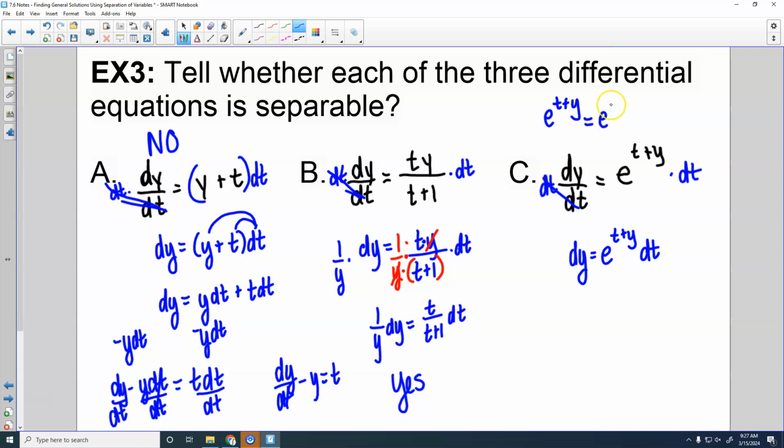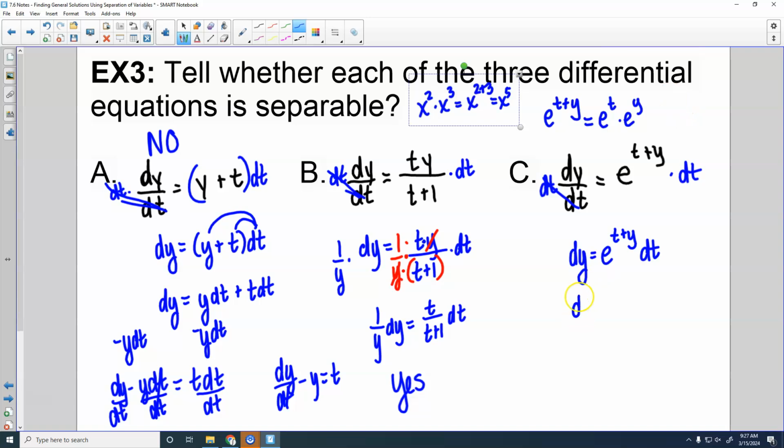Times e to the t times e to the y. Because if I have something like x squared times x to the third, what do I do with the exponents? I add them together. I'd have x to the 2 plus 3. Normally we wouldn't write it that way because we do 2 plus 3 in our head and we get x to the fifth. But if we were doing this, e to the t times e to the y, we would have to write e to the t plus y.